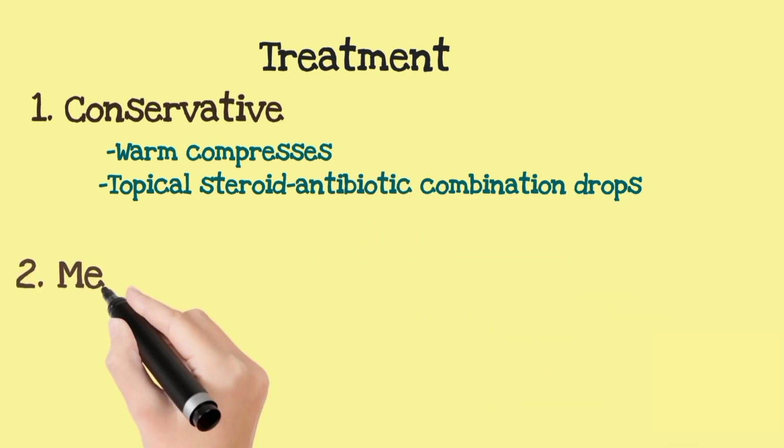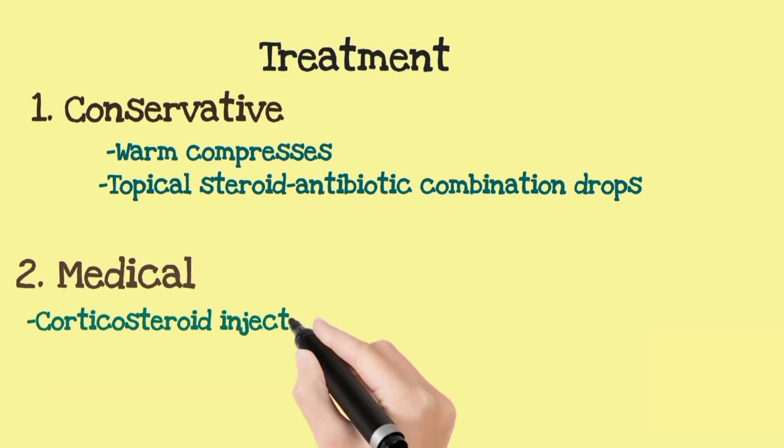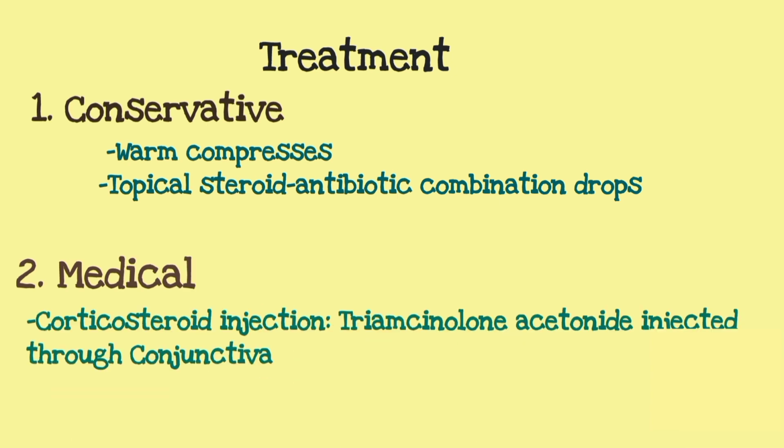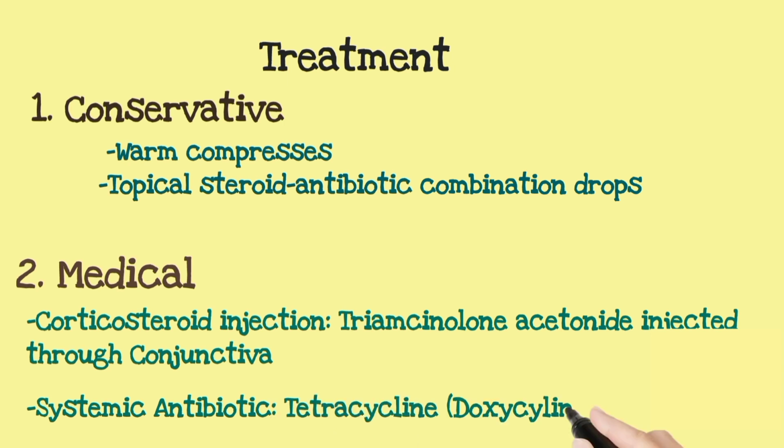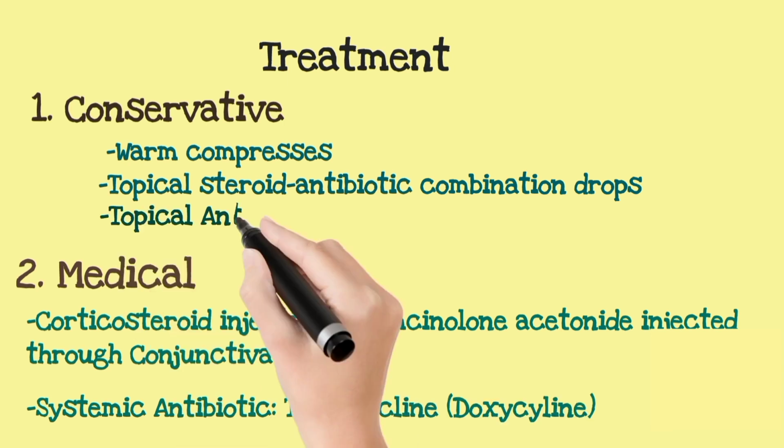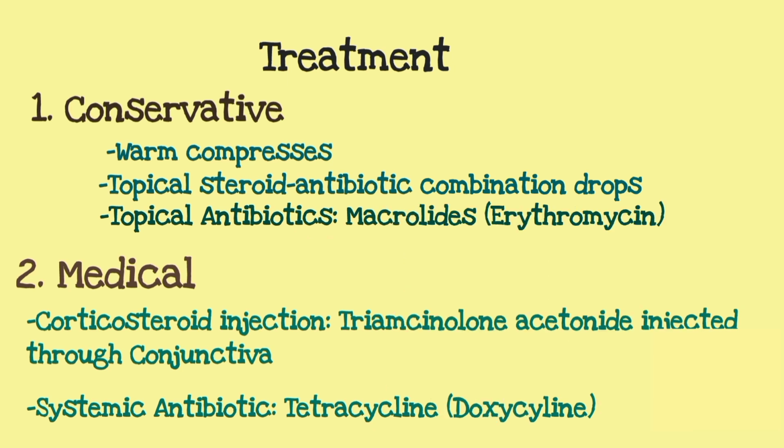Now let's move on to the medical treatment. We can give corticosteroid injection, that is triamcinolone acetonide, that is injected through conjunctiva, and systemic antibiotics tetracycline, doxycycline. In conservative treatment, we can also give topical antibiotics, macrolides, erythromycin. In place of erythromycin, you can also give azithromycin, that is more advanced.